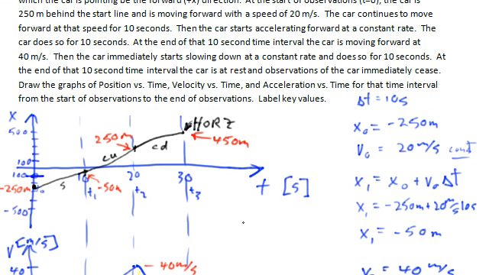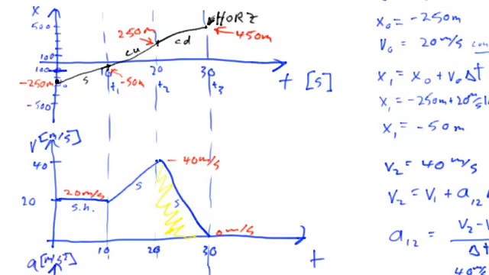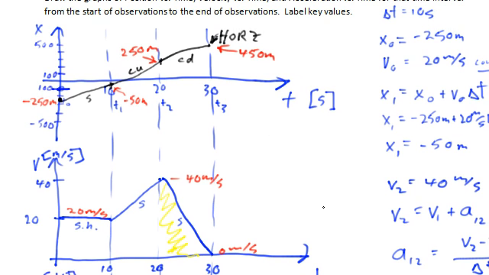Draw position versus time, velocity versus time, acceleration versus time from the start to the end. Label the key values. Okay, I think it's done. Let's call that a solution.